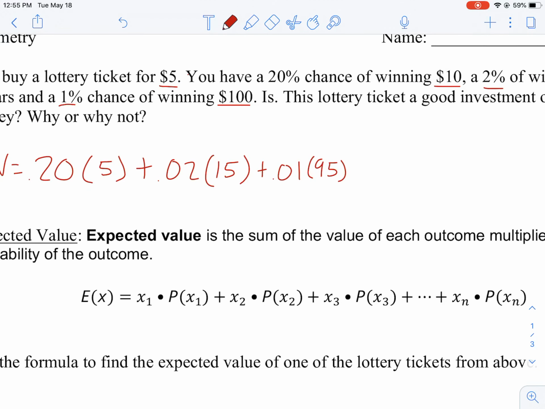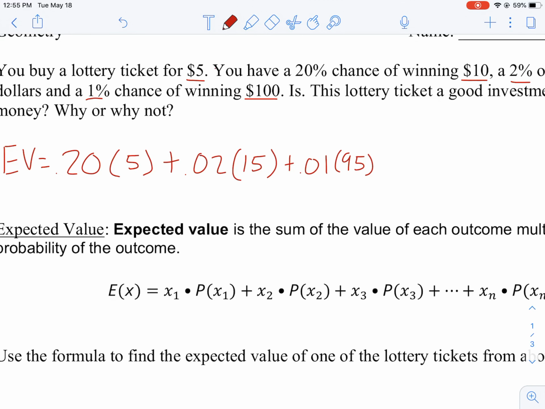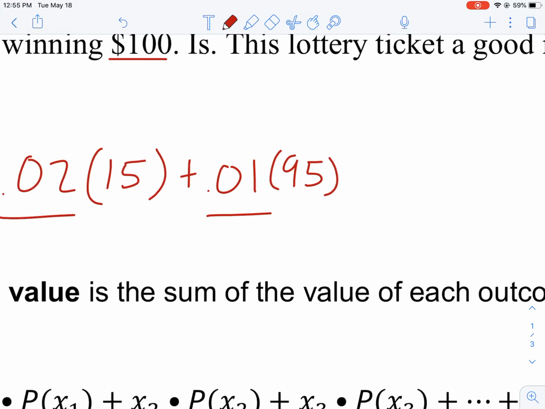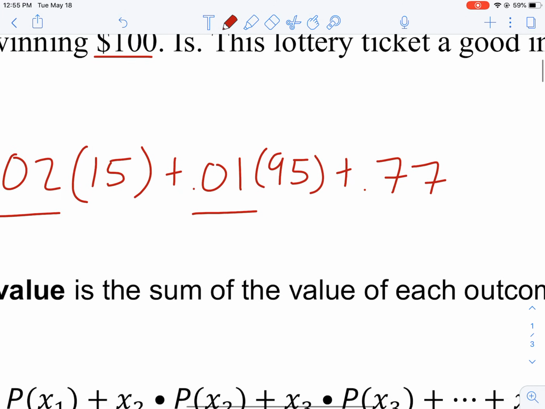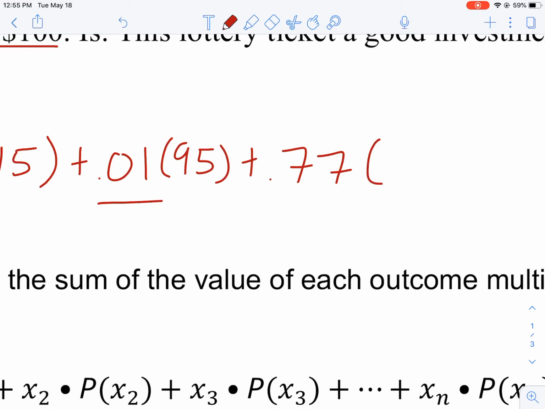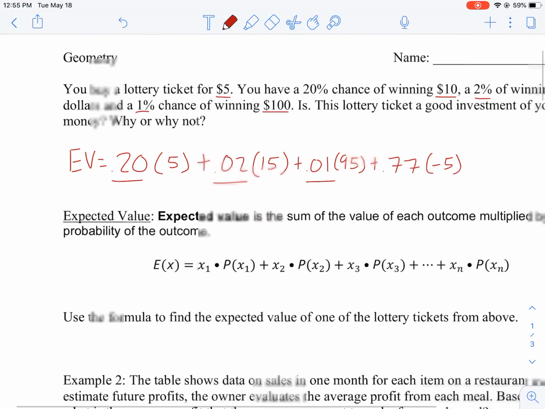Now, there actually is another outcome. If you look at all these percents, that only adds up to 23%. So if we have a 23% chance of winning anything, that also means that we are going to have a 77% chance of losing, all right? And so we spent $5 on the lottery ticket, so we have a 77% chance that we're gonna lose our $5, okay?